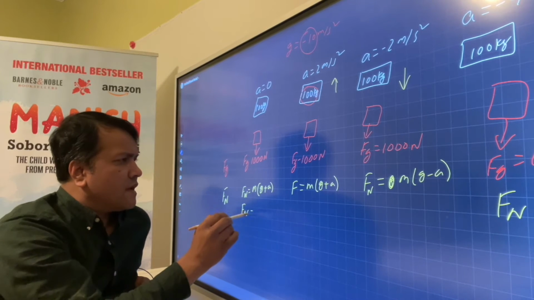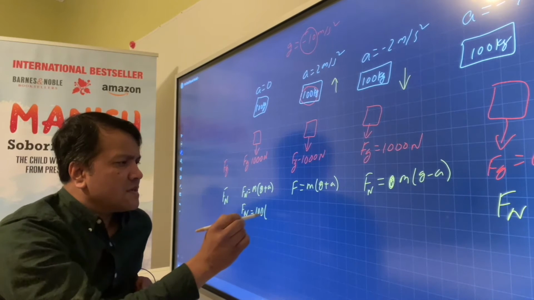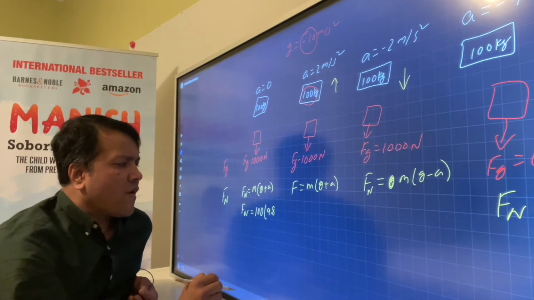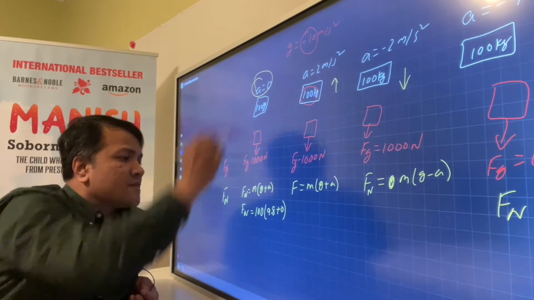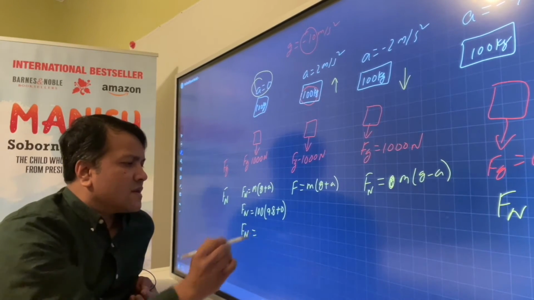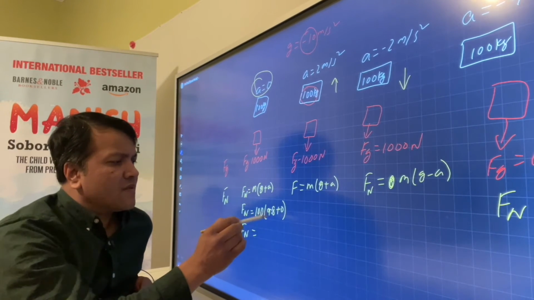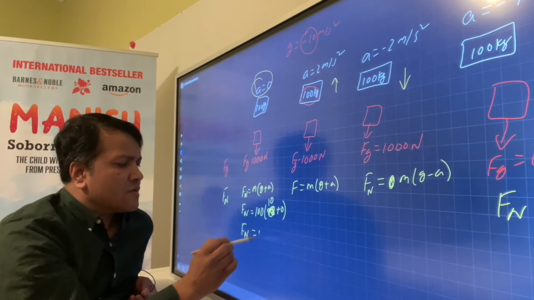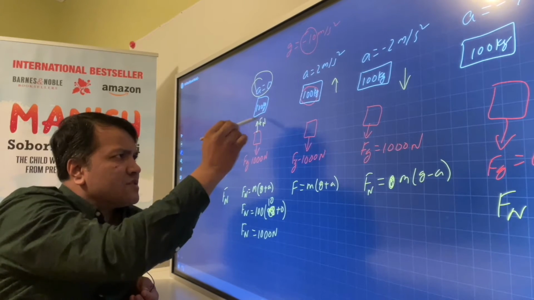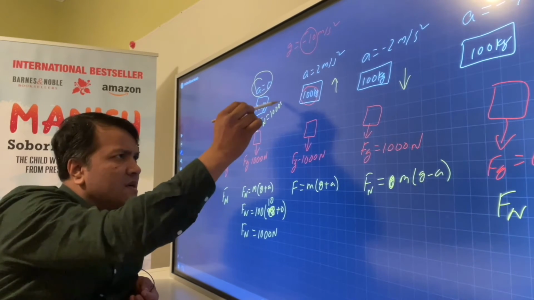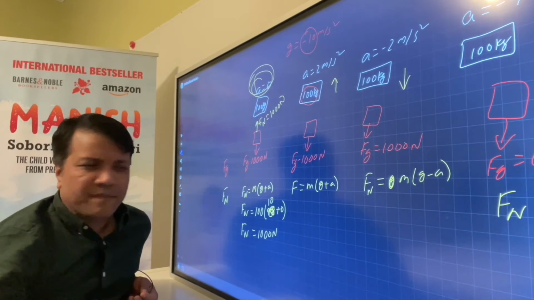All right, now let's find it. Fn is, m is 100, g is 9.8, a is 0, acceleration is 0. So Fn is, let's use 10, g is 10, acceleration due to gravity is 10, so 1000 Newtons. So Fn and Fg are equal in magnitude and opposite in direction, just because this is constant velocity. Constant velocity, Fn and Fg are the same.